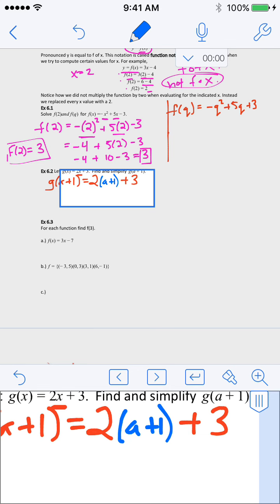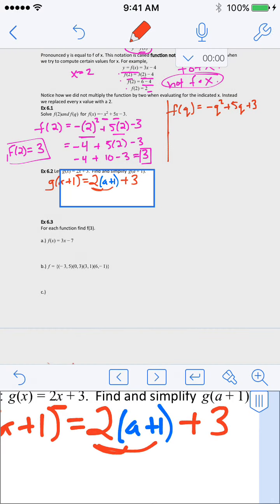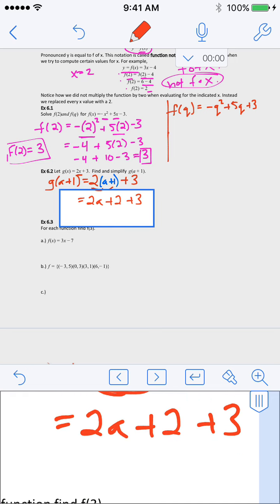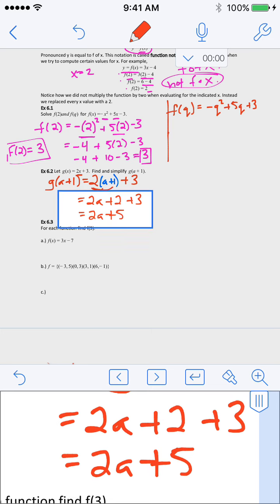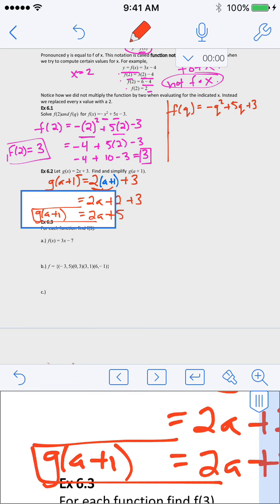And then it says to simplify because we actually can here. Let's simplify a little bit. We can distribute that 2 in there. So we get 2a plus 2. And we still have that plus 3 on the end. Or we get 2a plus 5. And that's our new function. So g of a plus 1 is equal to 2a plus 5.